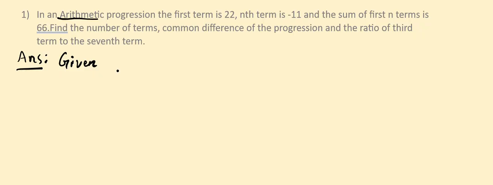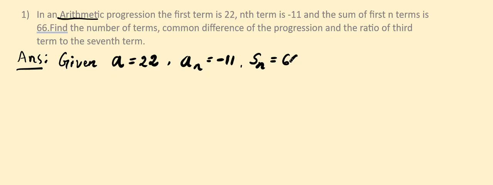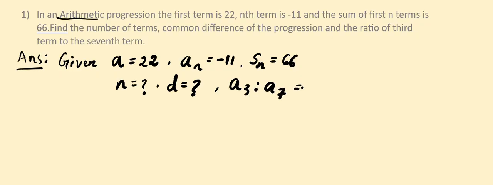this is an arithmetic progression. The first term, that is a, is equal to 22. And the nth term, that is an, is minus 11. And the sum of the first n terms, Sn, is equal to 66. What all do we have to find? We have to find the number of terms, that is, n is how much? The common difference, d is how much? And the ratio of the third to the seventh term, that is how much?